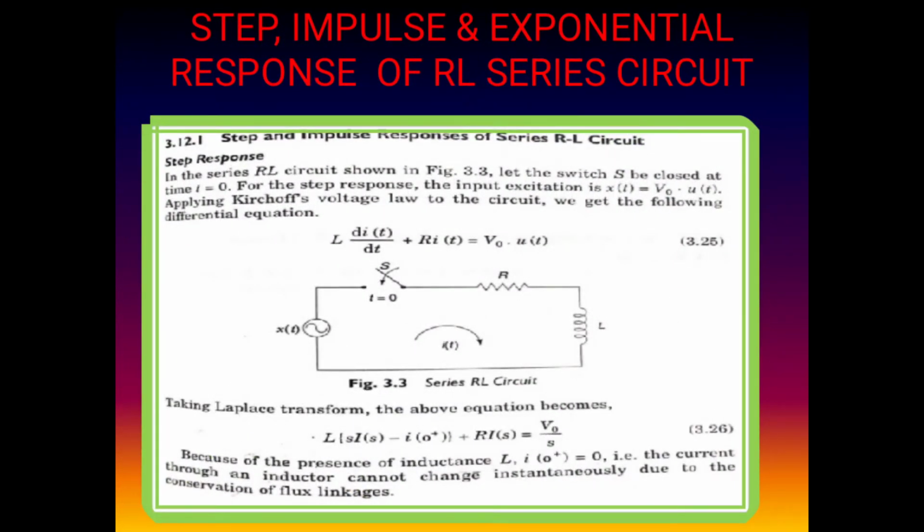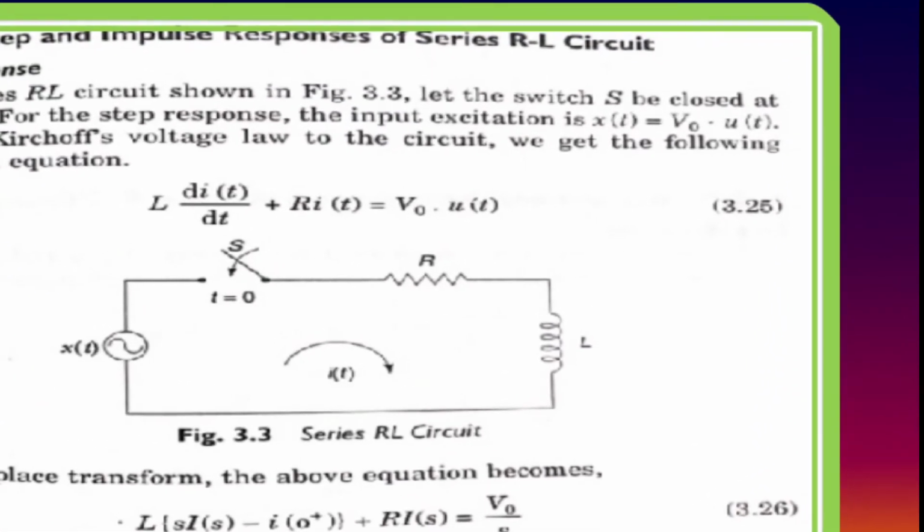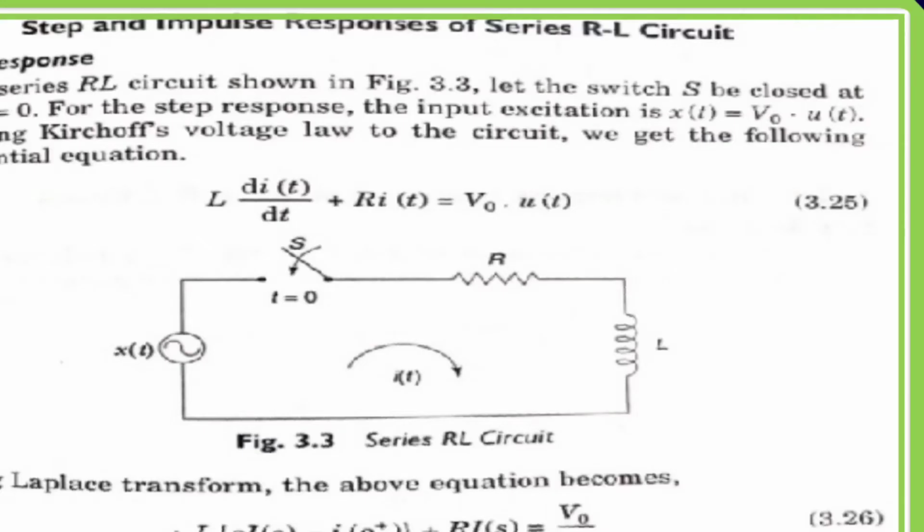This is the RL circuit we have, and in this circuit we have a resistor in series with an inductor. Here we are going to apply a step input to this RL series circuit. When applying the step input, the KVL equation for this circuit is L di/dt plus R into i(t) equals V naught into u(t). You are giving the input as u(t), and u(t) is taken as 1, so we take that as V naught only.